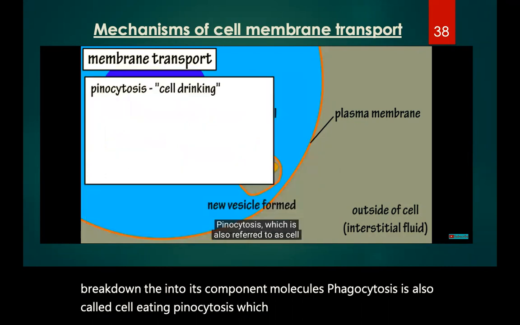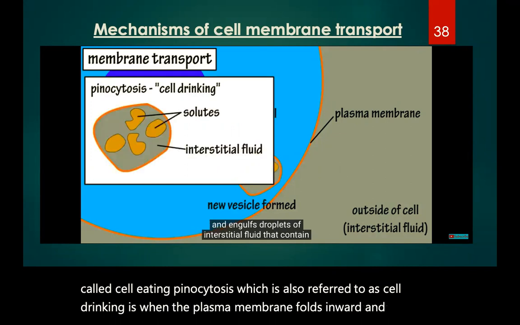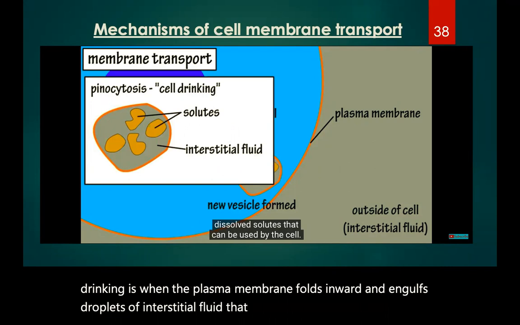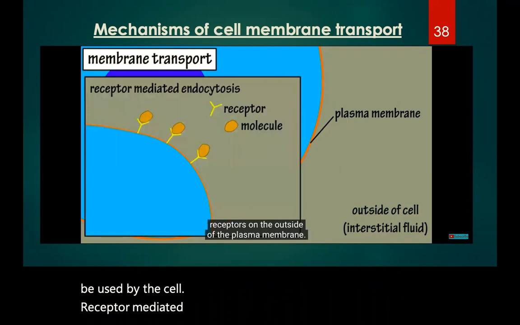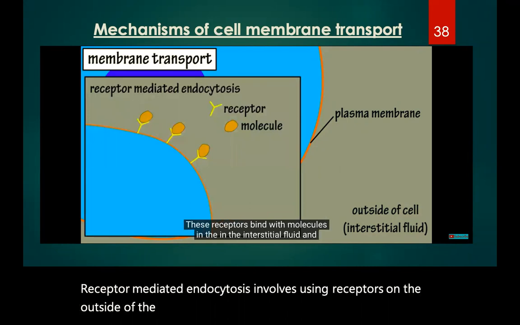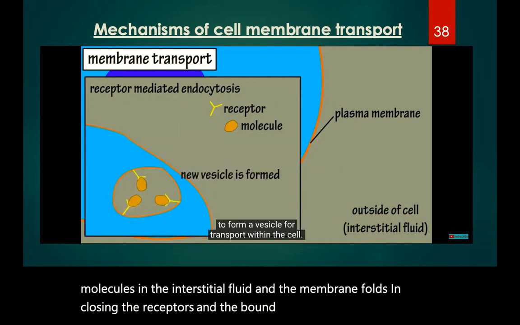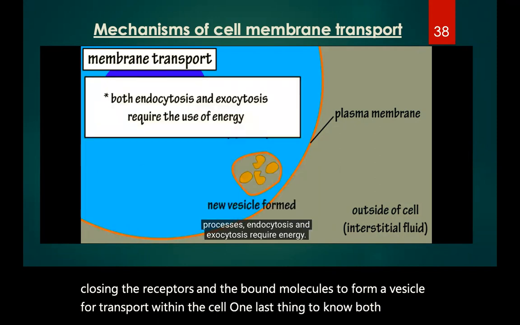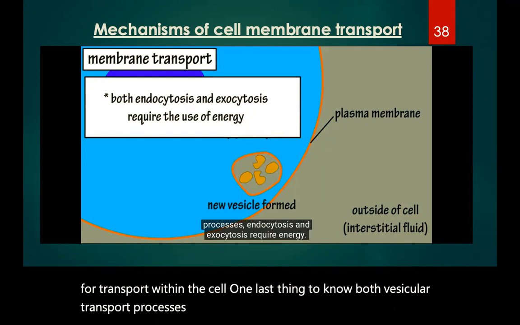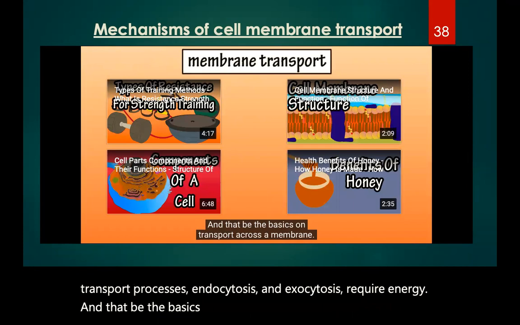Pinocytosis, which is also referred to as cell drinking, is when the plasma membrane folds inward and engulfs droplets of interstitial fluid that contain dissolved solutes that can be used by the cell. Receptor-mediated endocytosis involves using receptors on the outside of the plasma membrane. These receptors bind with molecules in the interstitial fluid, and the membrane folds, enclosing the receptors and the bound molecules to form a vesicle for transport within the cell. One last thing to note: both vesicular transport processes, endocytosis and exocytosis, require energy. And that be the basics on transport across a membrane.